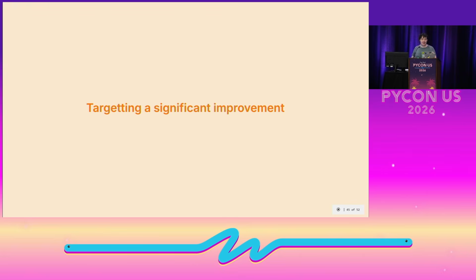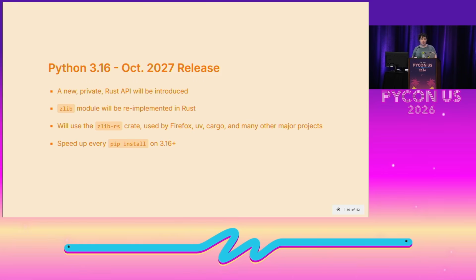And so I think the other constraint that we want to add to what we put into Python 3.16 is to target a significant improvement. We don't want this to just be, let's introduce Rust. We want to provide benefits for users. And so in summary, in Python 3.16, which is released in October of 2027, we'll introduce a new private Rust API to implement a module. And that module will be the zlib module, which is used by zip files and many other things.